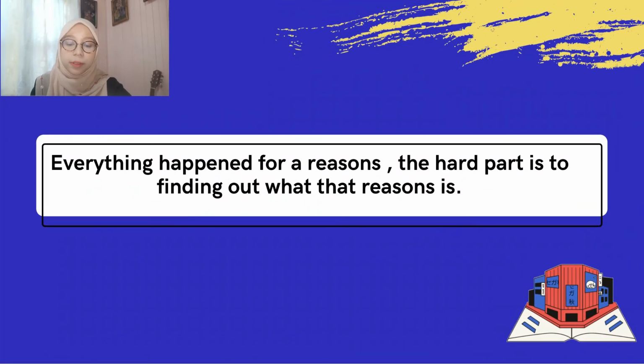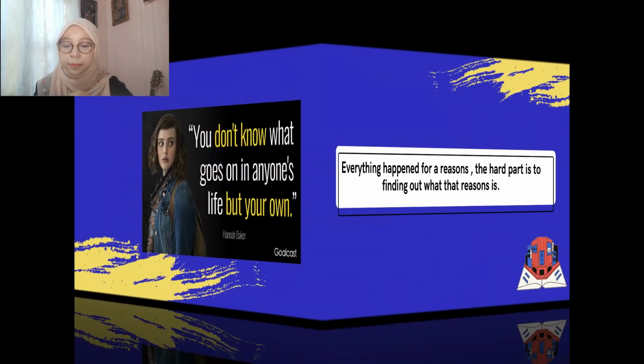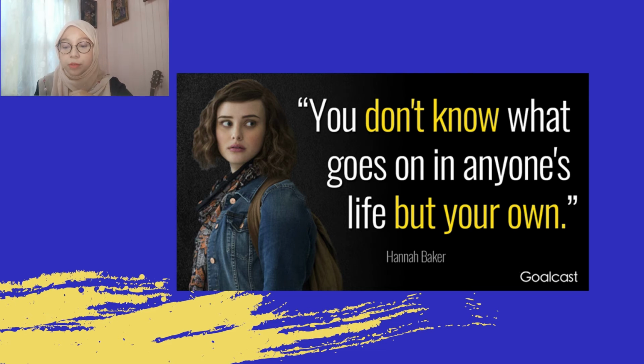Okay, before I elaborate more about factors of academic dishonesty, I want to share with you what you can see in the slide now. Everything happens for a reason. The hard part is finding out what the reason is. I show you the picture, right? The picture says, you don't know what goes on in anyone's life but your own. That was a quotation by Hannah Baker. So, we don't need to judge anyone by our own perspective because we don't know the reason behind why they do anything, right?